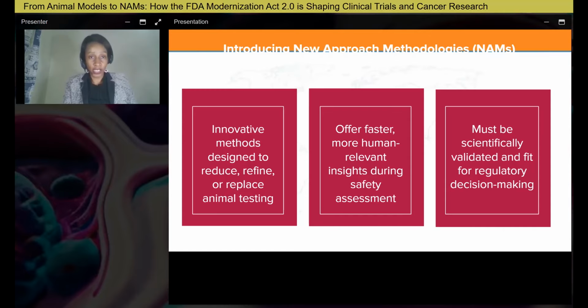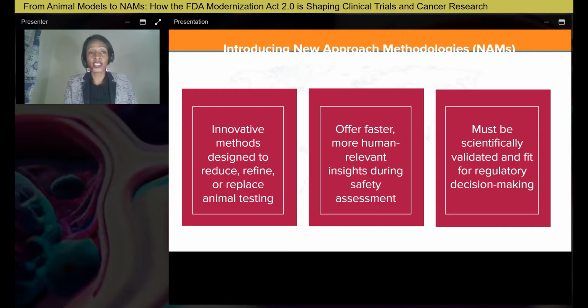Now we get to the meat of our discussion today. What are new approach methodologies, aka NAMs? For starters, we know that these are non-animal alternatives. These are innovative methods that are designed to reduce, refine, or replace animal testing in the preclinical phase. Ideally, this method should offer faster, more human-relevant insights during safety assessment.